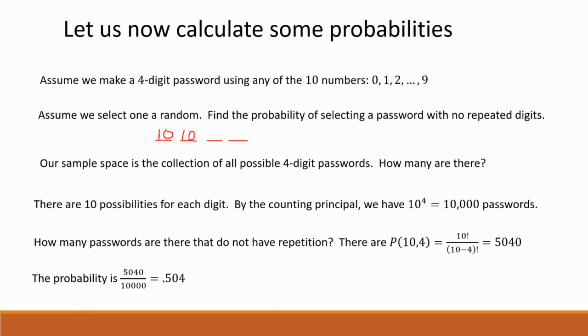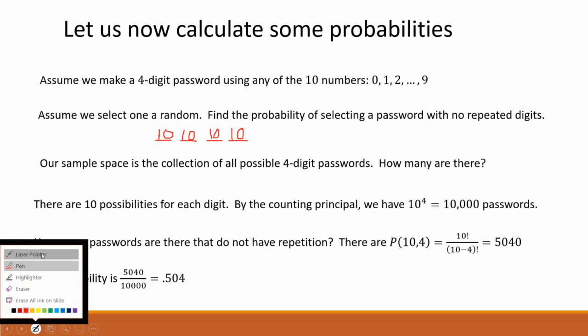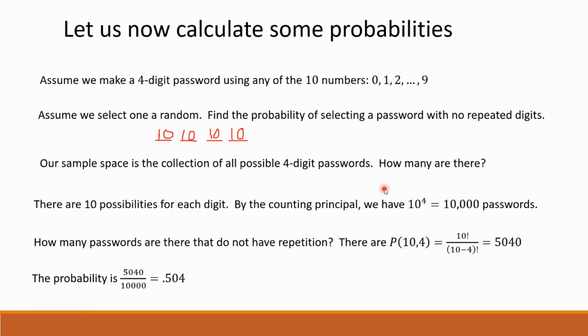This could be different than the first number. That's possible. What we're saying now is it doesn't have to be. Same thing for the third digit. Same thing for the fourth. So the total number of these 4-digit passwords is 10 times 10 times 10 times 10. We're multiplying, and we get 10 to the fourth. That's how many passwords there are all together. That's our sample space.